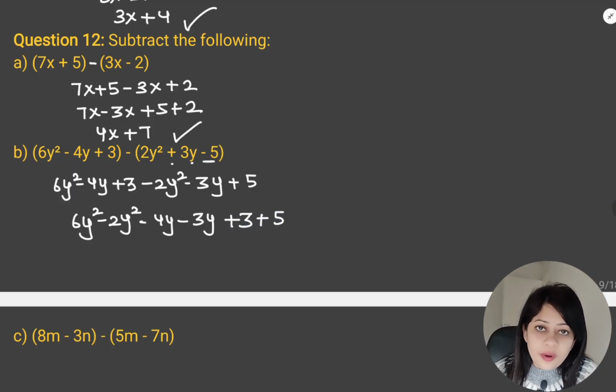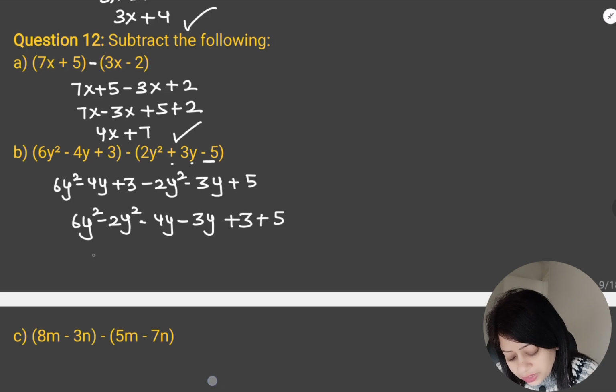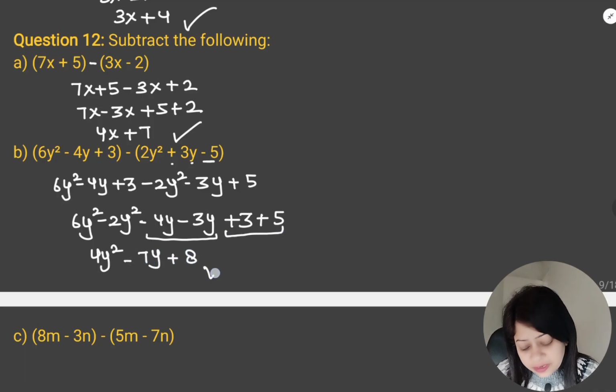I wrote all like terms together. What is 6 minus 2? 4y square. What is minus 4 minus 3? Minus 7y. What is 3 plus 5? Plus 8. This is our answer.